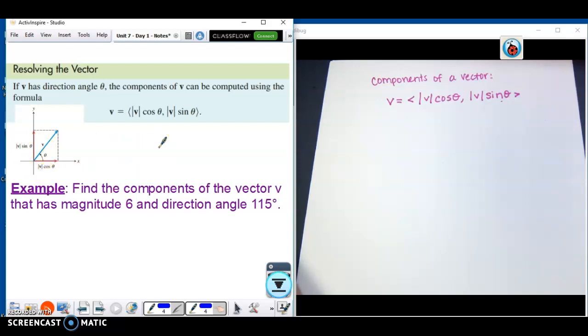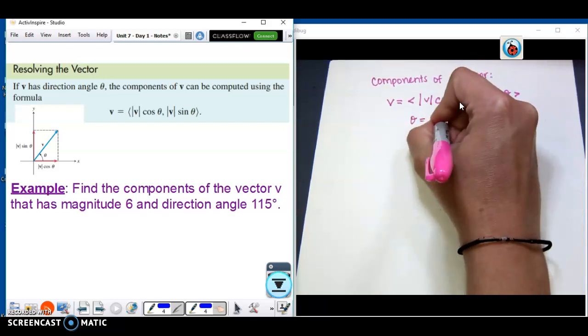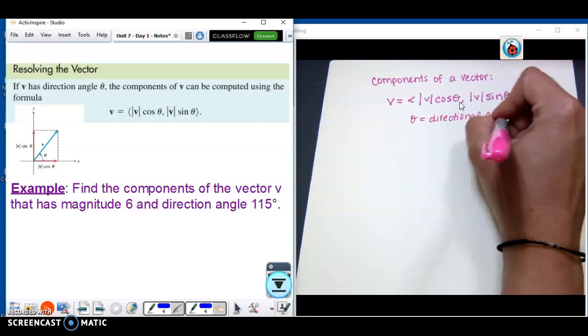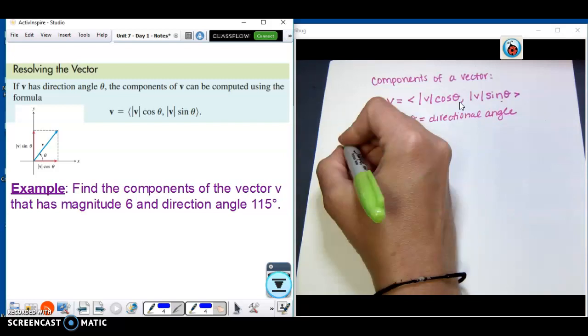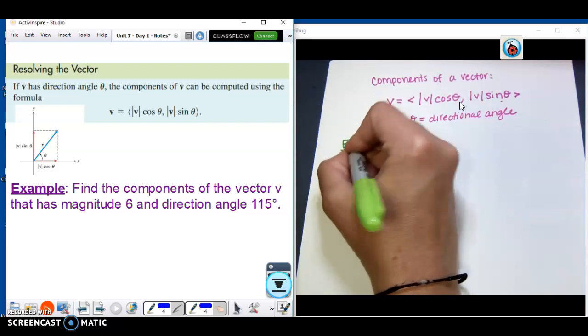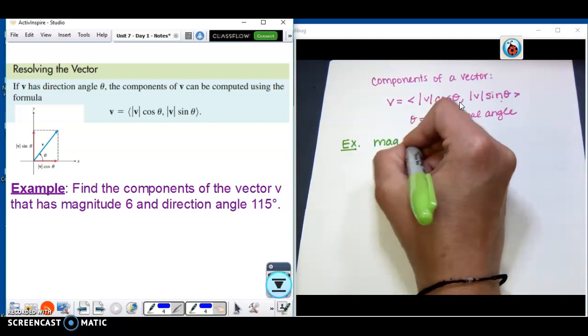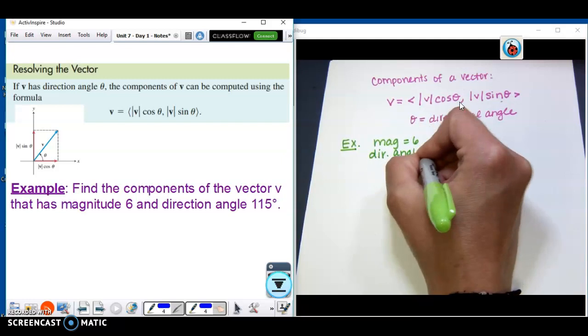So if they say, find the components of the vector, you need the magnitude, and this theta is called your directional angle. So they'll refer to it as your directional angle, or your direction angle. Okay, so let's take a look at the example here. We want to find the components of the vector v that has a magnitude of 6, and the direction angle is 115.